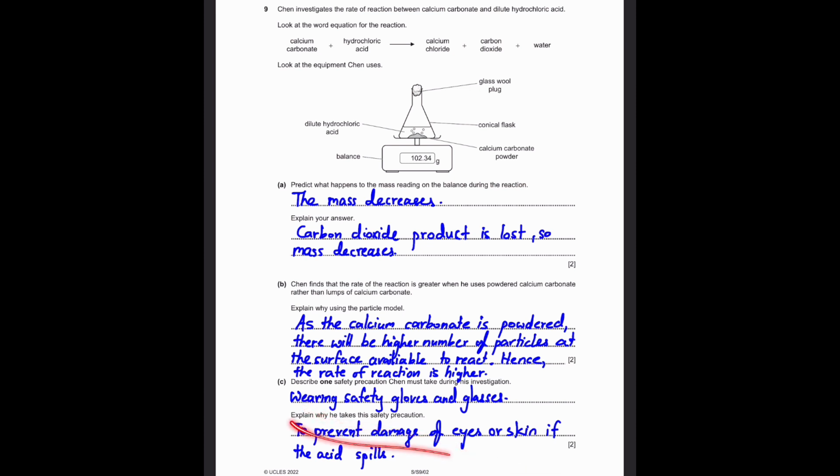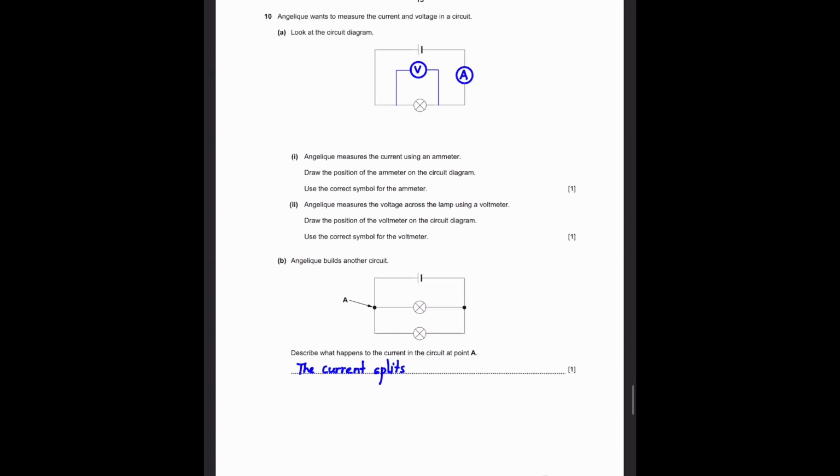And why does he take it? You know, he's using hydrochloric acid, and even though it's dilute, it can still cause damage to the eyes or skin. Because of that, we can use safety gloves and glasses to prevent the damage of the eyes or skin if the acid spills or if somehow it accidentally lands on your hand. That's the answer. Let's go to question 10.